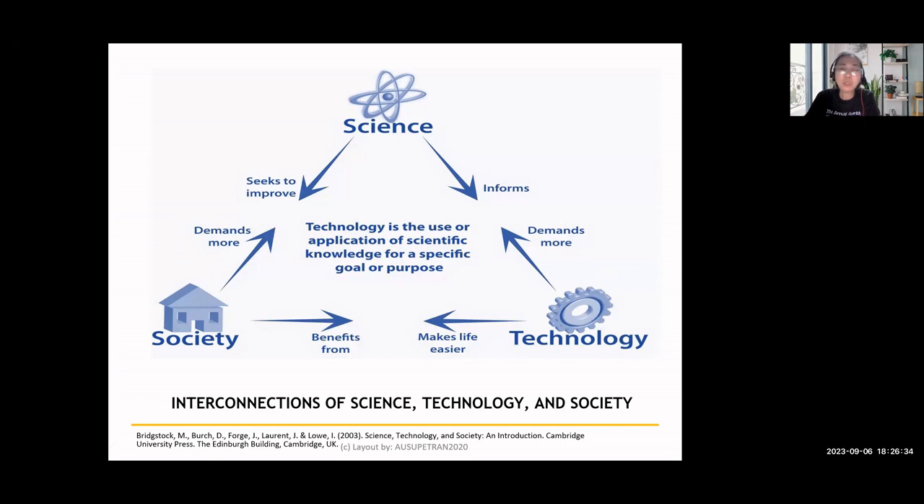And then we also know that technology is what makes life easier. So it gives society an opportunity to have a better life, and society also benefits from technology. You can see here that there's an interrelationship between society, technology, and science. Technology is the use or application of scientific knowledge for a specific goal or purpose.